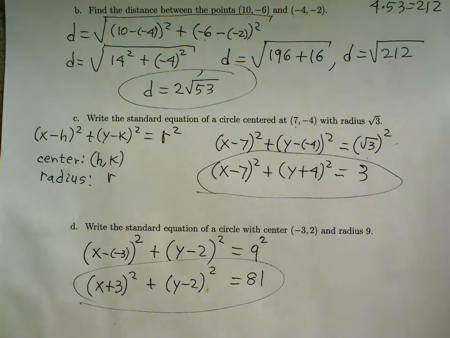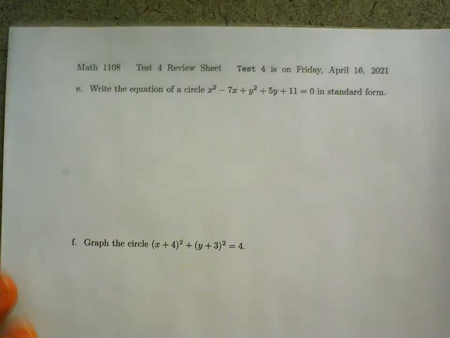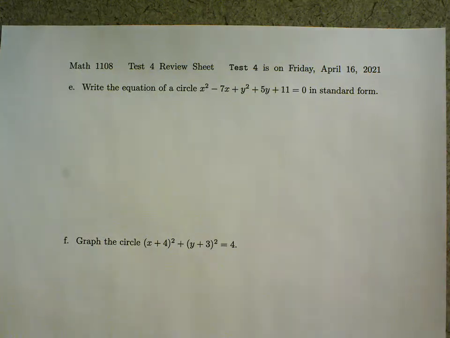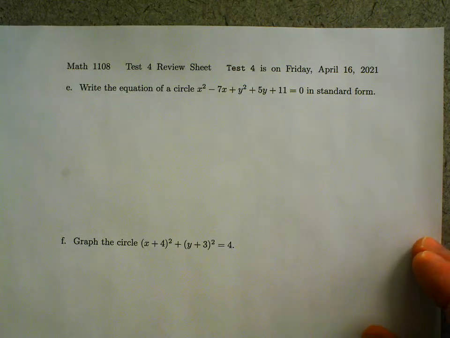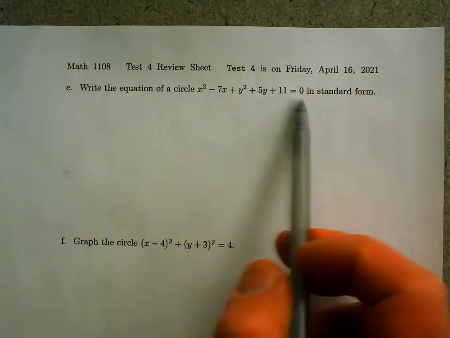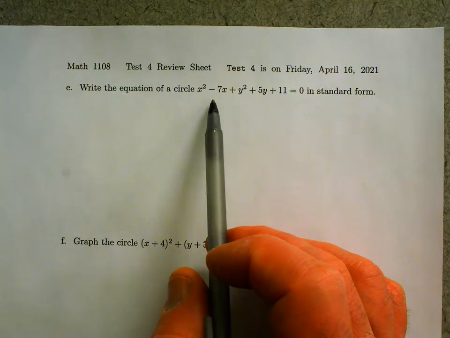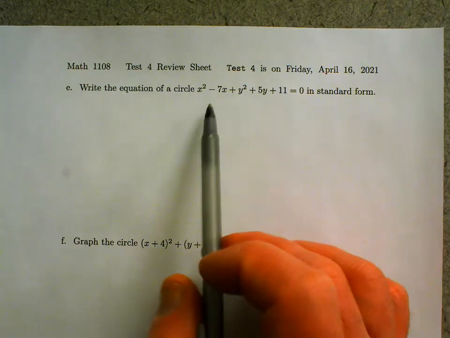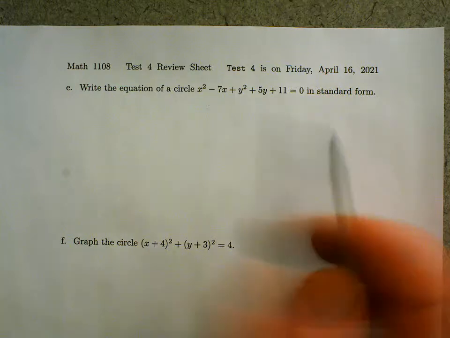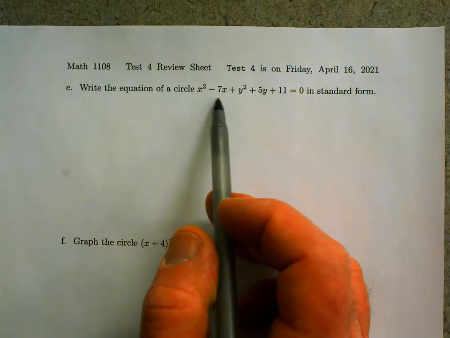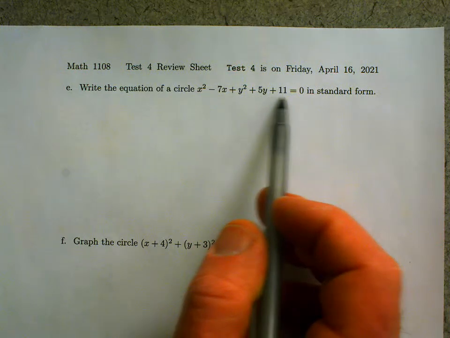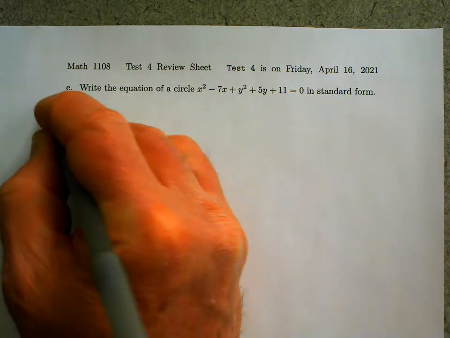Okay, on the next page, we start out with an equation of a circle that's not in standard form, but we can get it into standard form by, in the process, creating two perfect square trinomials. So here we have x squared minus 7x plus y squared plus 5y plus 11 equals 0. That is an equation of a circle, and we want to get it into standard form.